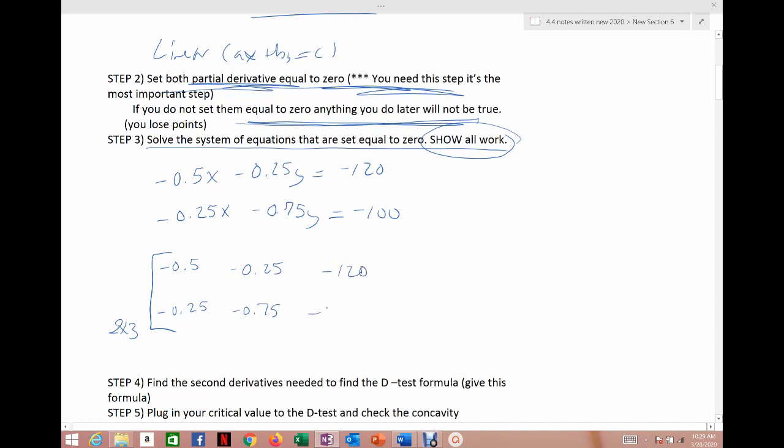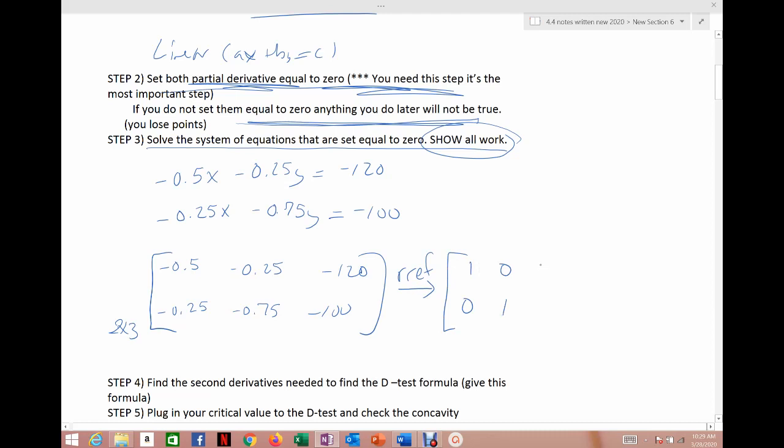This one's the 100. Double check and make sure I wrote it right. Negative 1/2, negative 1/4, negative 120, negative 1/4, negative 0.75, negative 100. And then you go to your calculator, math key, row reduced echelon form, and it'll give you that simple Gauss-Jordan reduced equation.